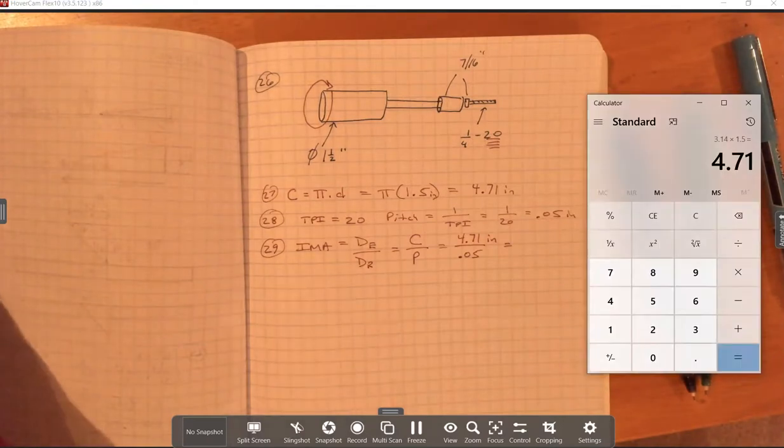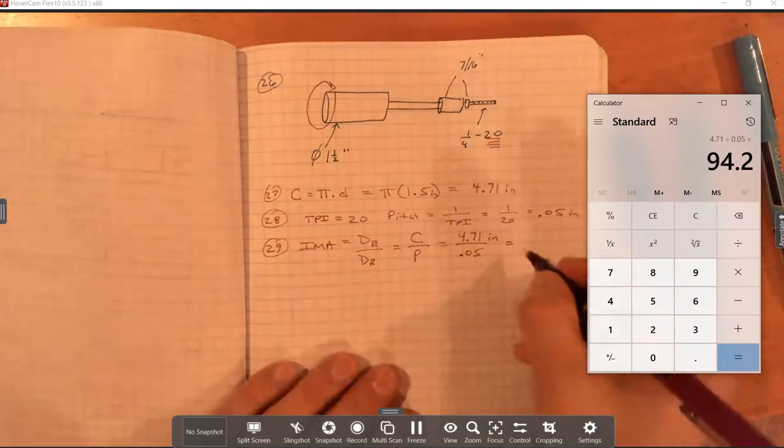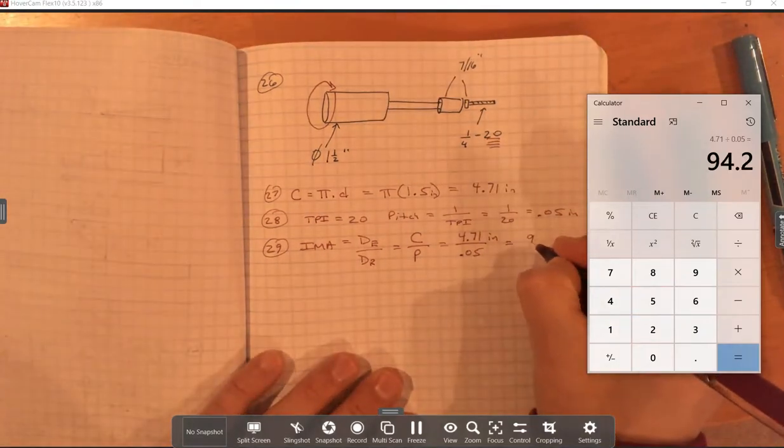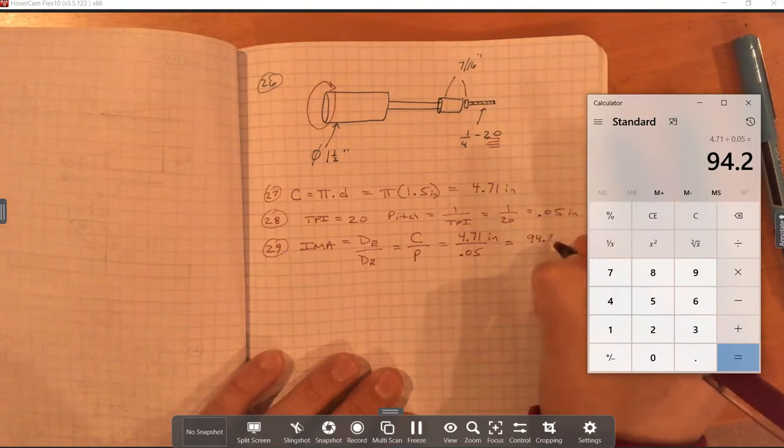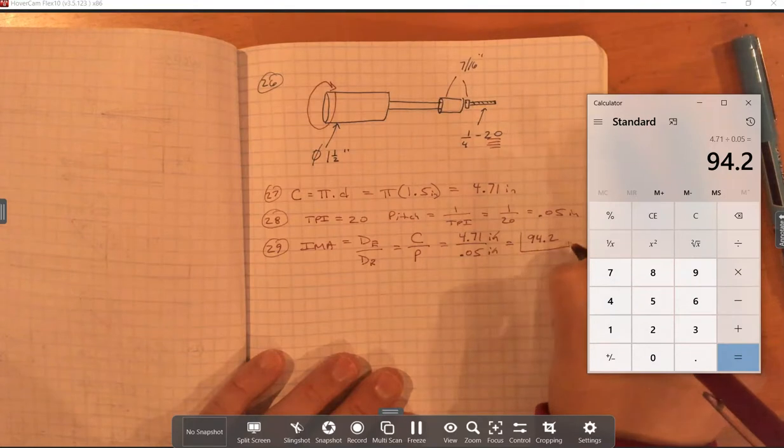So 4.71, we're going to divide that by 0.05, which is really the same as multiplying by 20, right? Dividing by 1/20th is like multiplying by the reciprocal. So it's 20 times bigger. So 94.2. And no units, because those were both inches and they've canceled out. So that's our mechanical advantage.